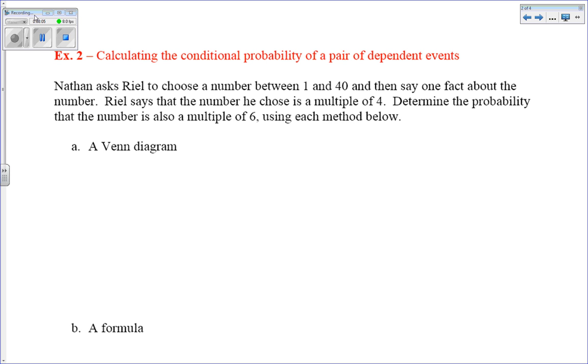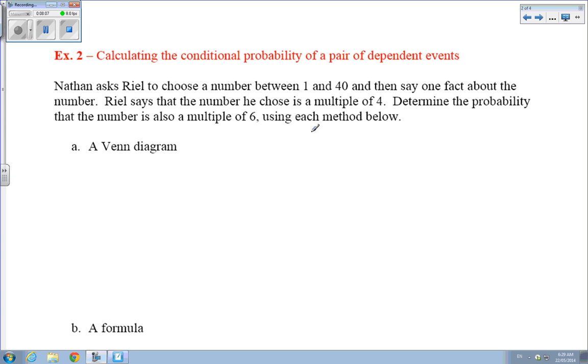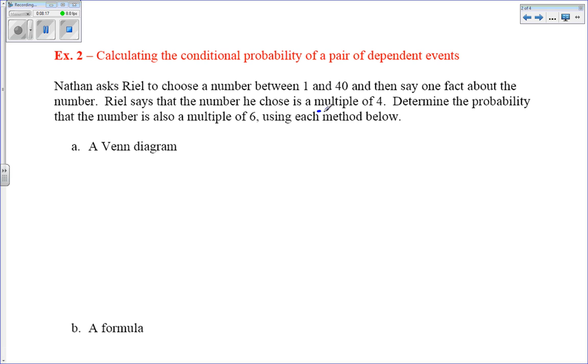Okay, so we're going to look at calculating the conditional probability of a pair of dependent events. Nathan asked Riel to choose a number between 1 and 40, and then say one fact about the number. Riel says that the number he chose is a multiple of 4. Okay? And we want to determine the probability that the number is also a multiple of 6.